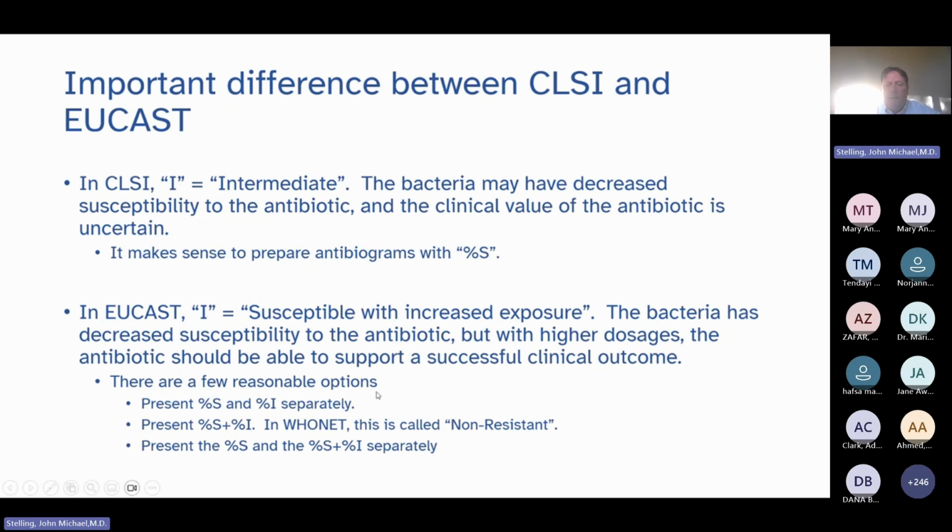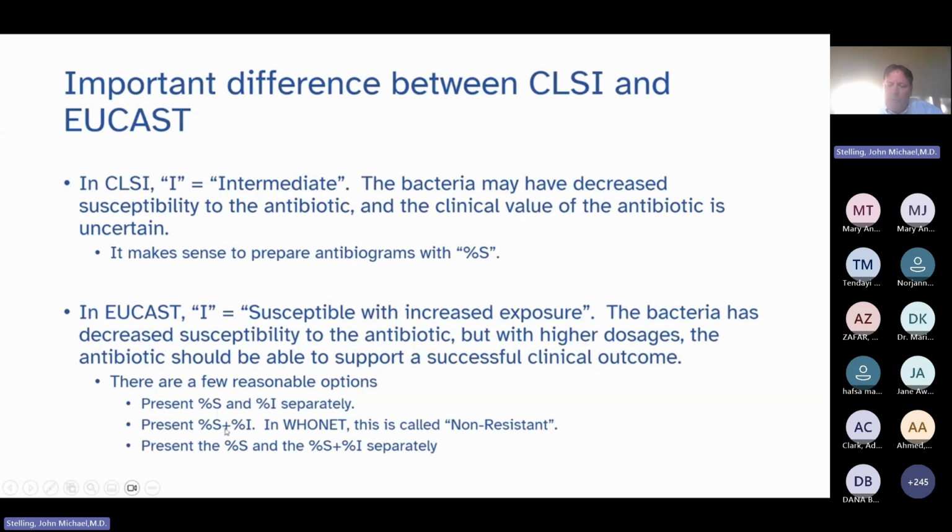So for the antibiogram, and different people are doing it different ways, maybe you should present the percent S, truly susceptible, and I separately, just have 2 columns. Or do the percent S plus the percent I. At the present time, we call this in WHONET non-resistant, which is accurate, but it's also confusing. My antibiogram is not percent susceptible, it's percent non-resistant. That is correct, but we might try to come up with a different terminology. What we'd like to call it is susceptible-ish. That's not a real word, but susceptible-ish means it's either truly susceptible or it is susceptible with higher exposure.